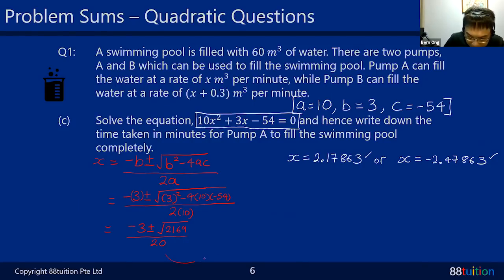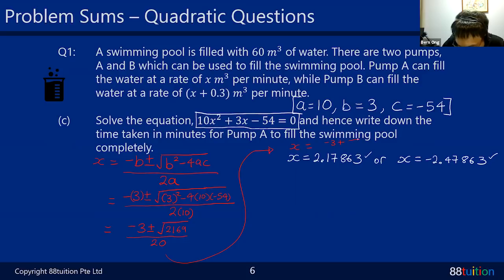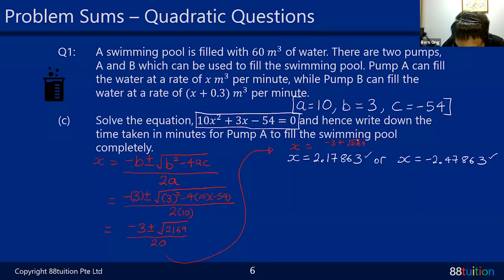So down here, you purposely leave a bit of space between the answers, right? So down here, you write x is equal to what? Leave some space: -3 plus square root 2169 over 20. Can you see now? So that you don't have to rewrite the answer so many times. Learn to cut step a bit. Come on, you're better than me on this. Or X is equal to, down here, you can write -3 minus square root 2169, over 20.